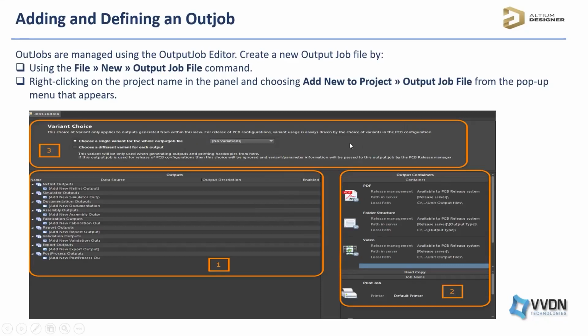Within our output job, here you can see we can add netlist outputs, simulator outputs, documentation outputs, assembly outputs, fabrication outputs, report outputs, export outputs, everything. Then we can map them to our output containers. If it is a report like a bill of materials, we can map it as a PDF. Suppose we want to add a 3D video, then we map it as video. Third thing, variants. Suppose your project has any variants, then we can choose those as well.